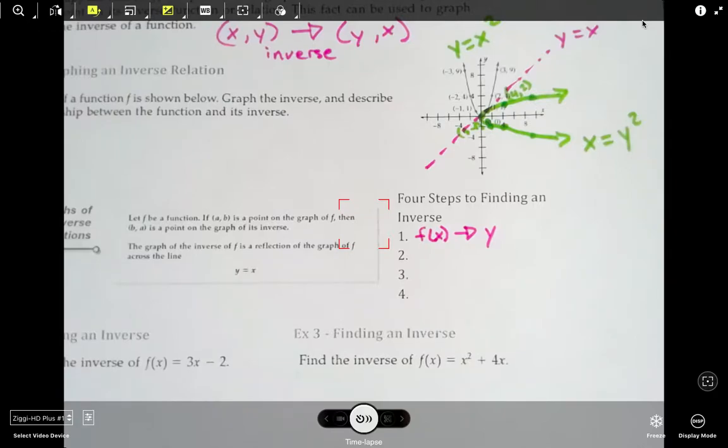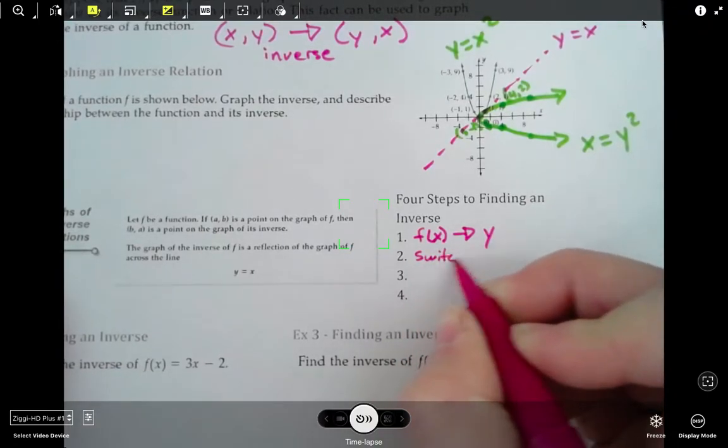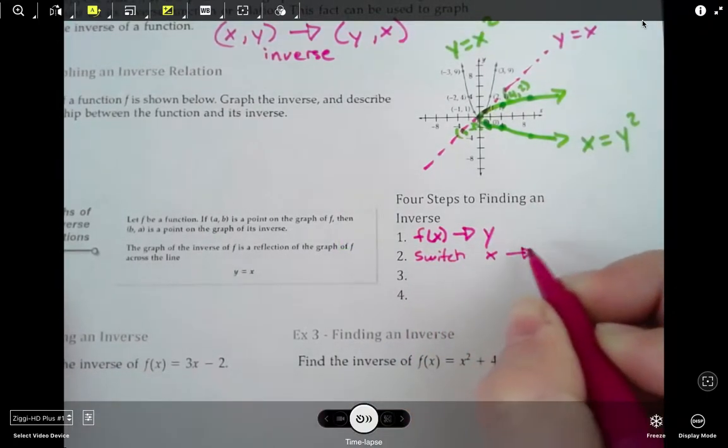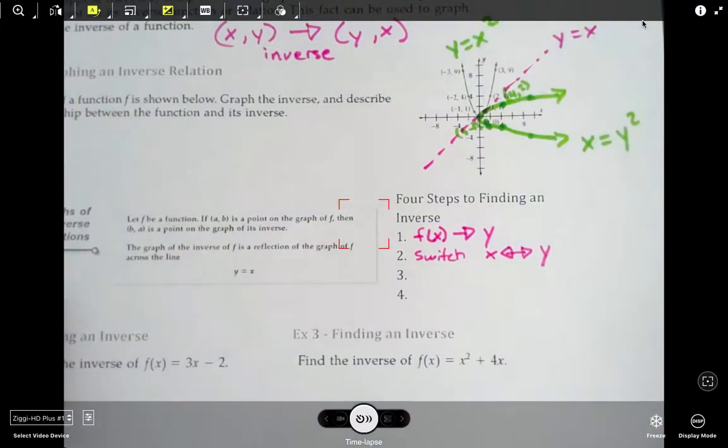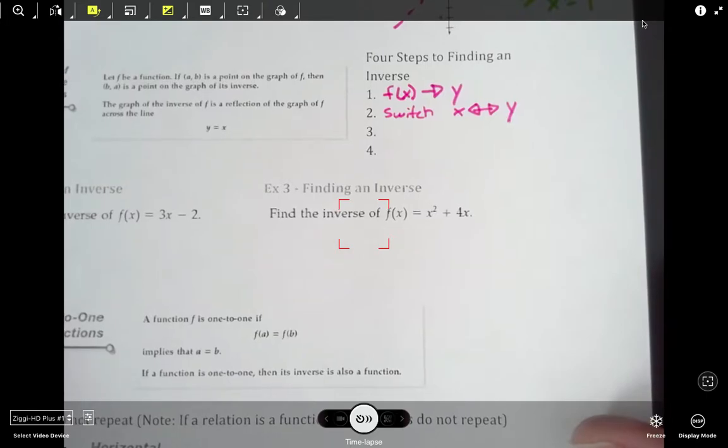Do you remember these steps? Remember doing this? Yeah. And then you switch x and y around. X and y interchange with each other. Do you remember what the third step was? After you switch x and y around, what do you do for the third step?